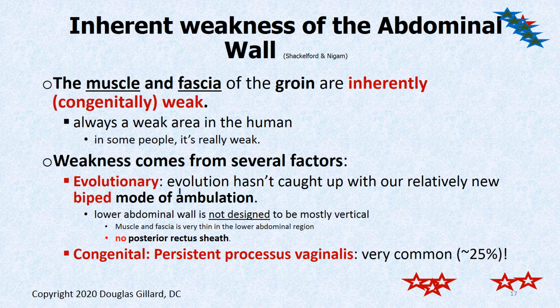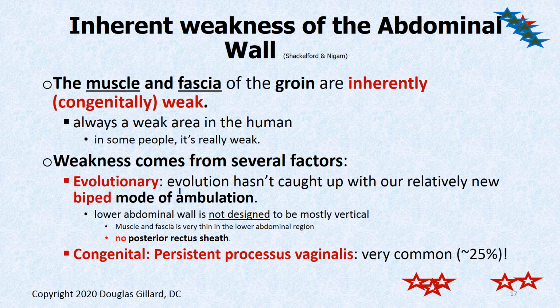The groin region in particular is a congenital weak spot in the human. And this weakness comes from evolution, it's believed. We haven't been walking around on two legs for that terribly long, and therefore we still have a weak area in the lower abdominal region. There's also no posterior rectus sheath down there, which makes matters worse.